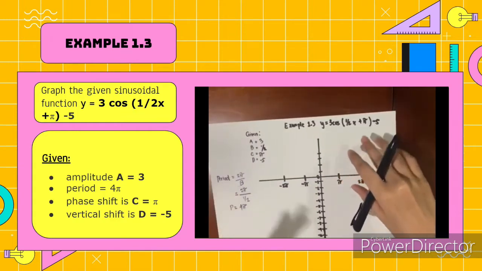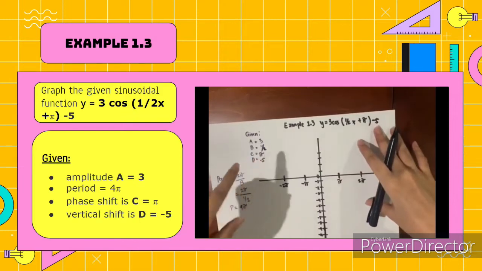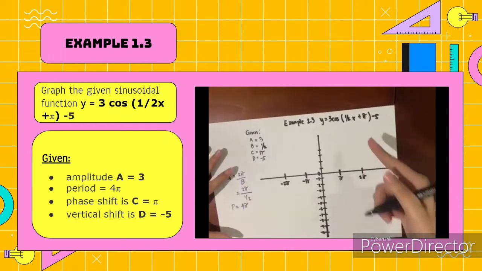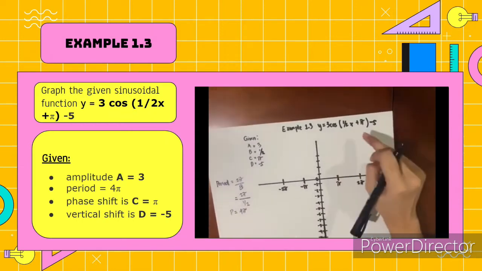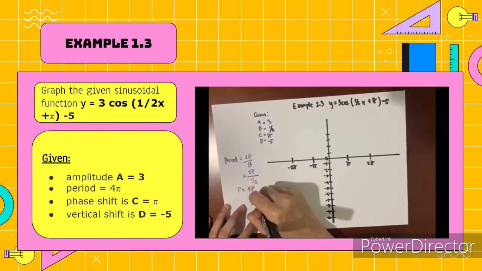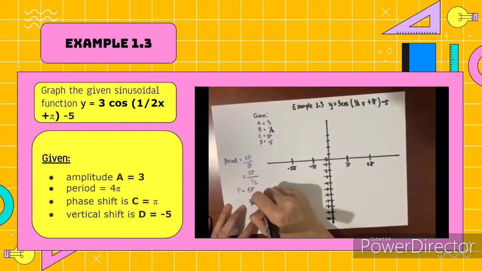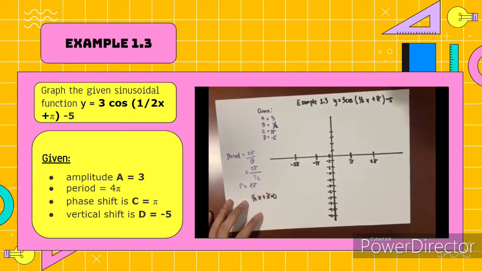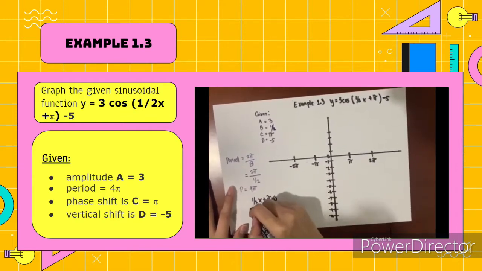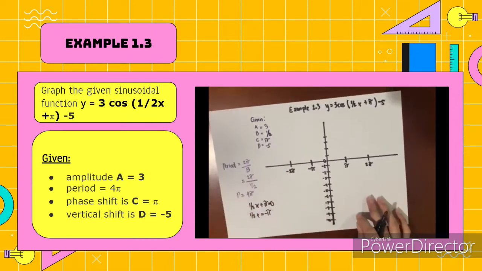Paano naman natin malalaman kung saan mismo yung starting point? Kung saan mismo tayo magsa-starting point kung ang given ay pi. So, ang gawin lang natin ay hanapin natin ang value ng x. 1 half x plus pi is equal to 0. I-transpose lang natin yung pi. So, bali, 1 half x is equal to negative pi.